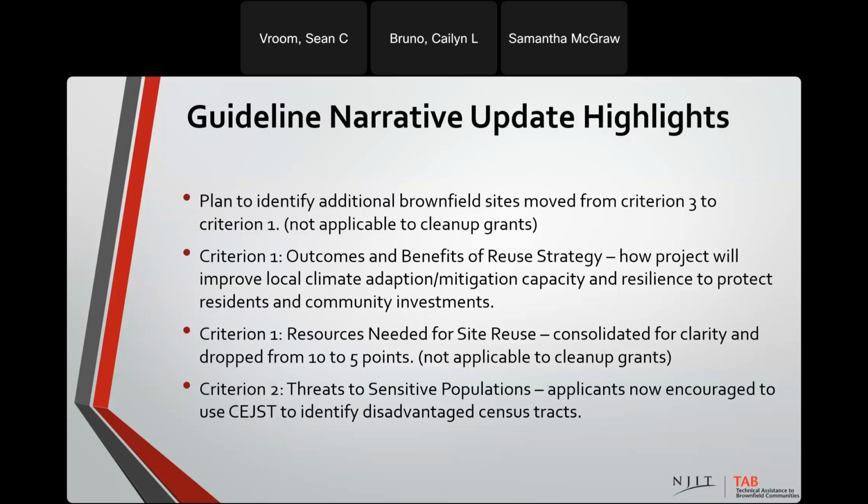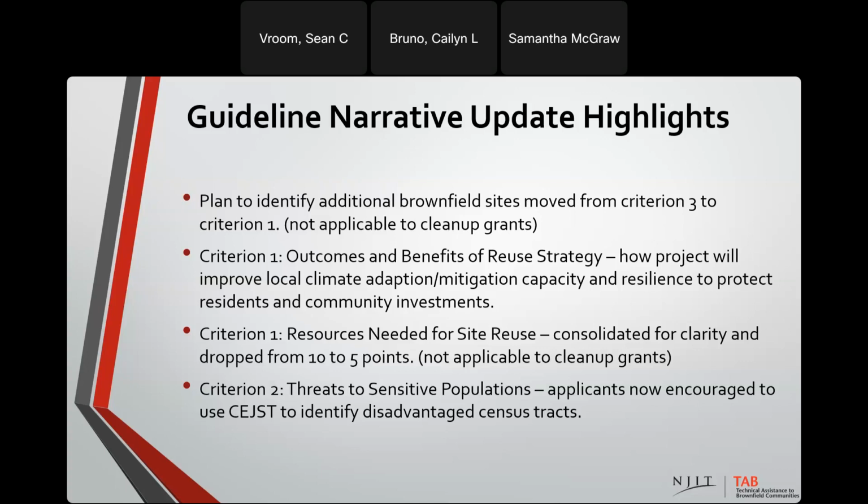There's another change in criterion 1 under resources needed for site reuse. They consolidated it for clarity, and dropped this section from 10 to 5 points. Again, it's not applicable to cleanup grants. It's basically the same information requested; it's just how they arranged it. I think it's a little bit easier to answer, and it's clearer the way they rewrote it.